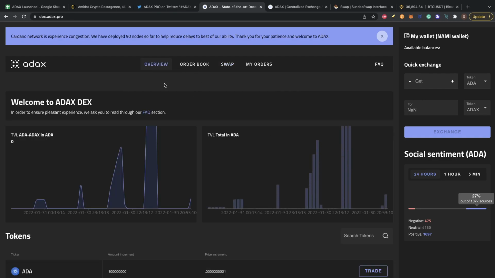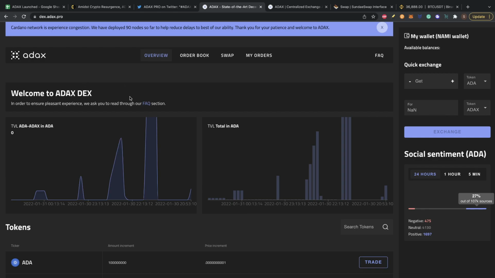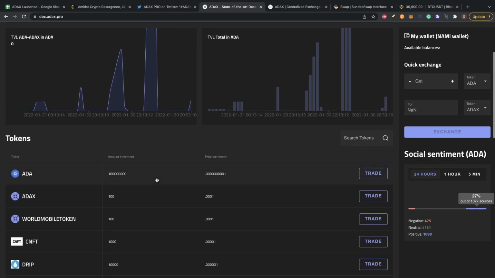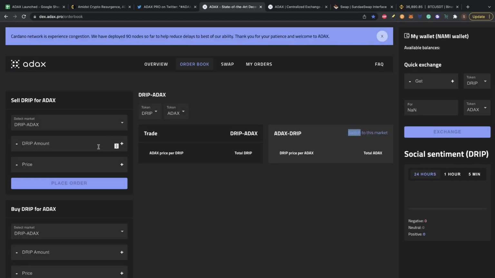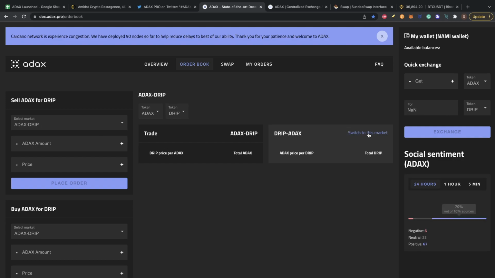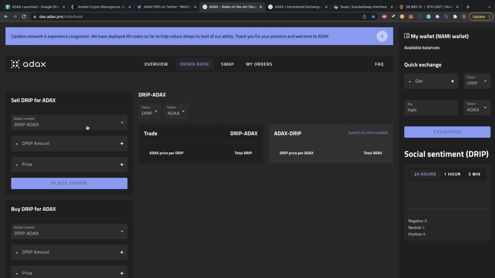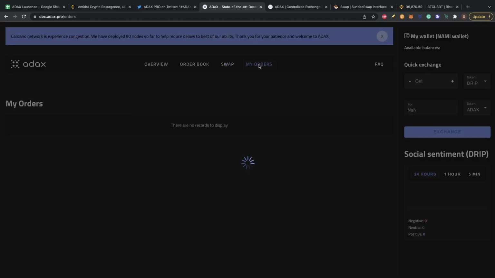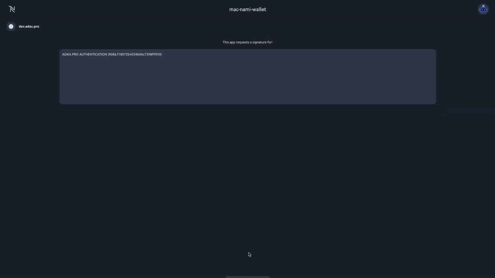So the UI is a little weird for me. The overview is okay. You have here two TVL charts and the tokens that are listed. But if you go to trade, and you click here to switch to this market, everything changes from one side to another, but it still is confusing. My biggest criticism for the launch is the UI. I couldn't actually make it work so well.